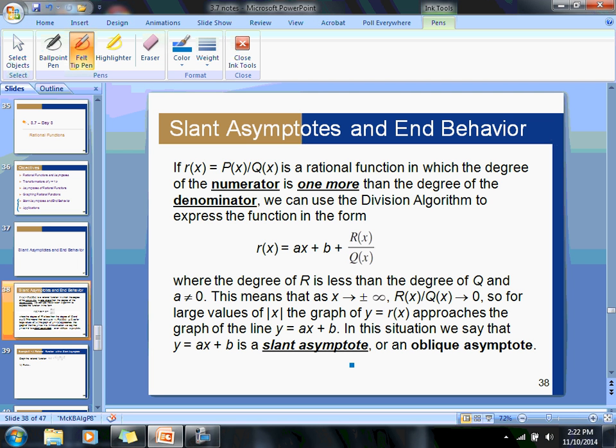So this you have to do when the numerator is 1 degree larger than the denominator. So that would be like x squared over x, or x to the 10th over x to the 9th. Now you don't have to do this if it's like x to the 10th over x to the 5th. That's a bigger difference than just 1. So this is only when the degree of the numerator is 1 more than the denominator.